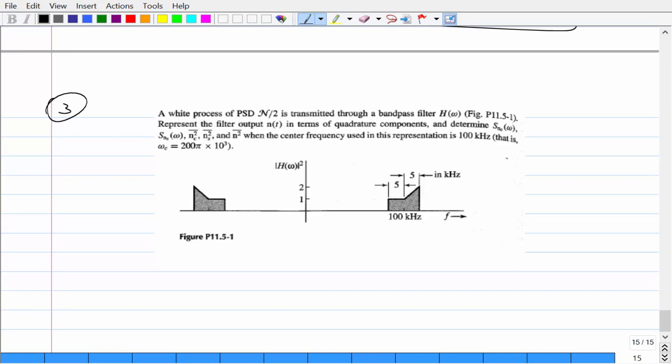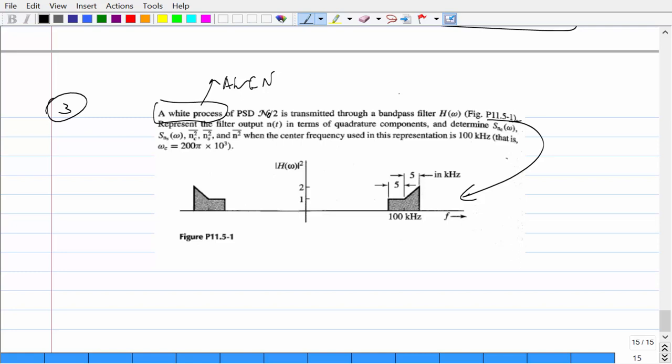So we have a white process. When they say white process, they usually mean additive white Gaussian noise, just in case you don't know. So an additive white Gaussian noise process with an amplitude of N over 2, or usually this is N0, is transmitted through a bandpass filter, which is shown in figure 11.5-1, so this bandpass filter over here.